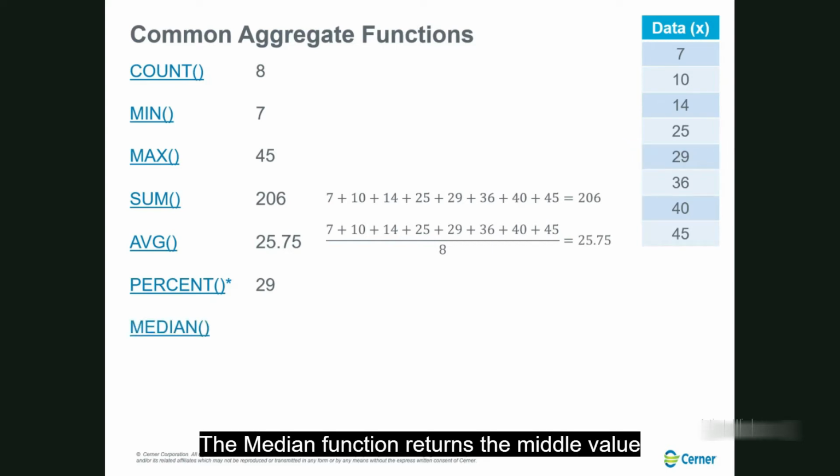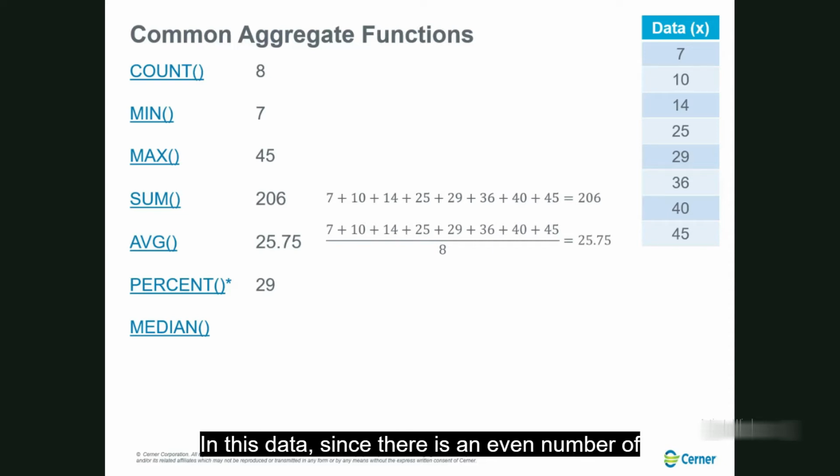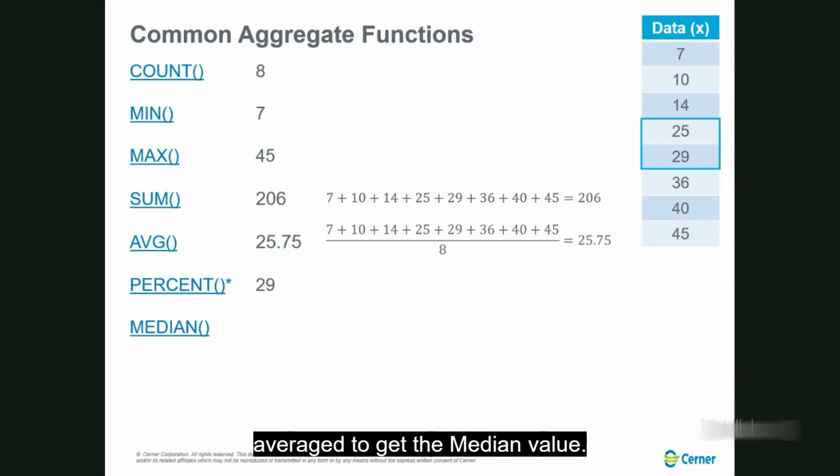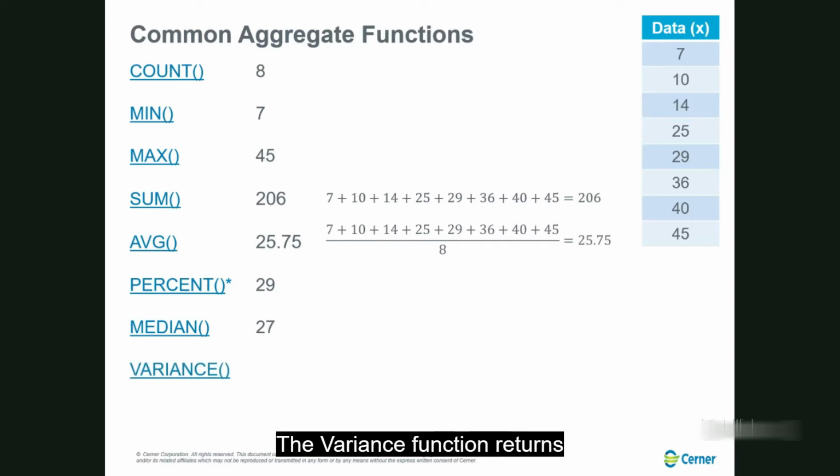The median function returns the middle value of the aggregate list. If there's an odd number of results, then it is the result in the middle. In this data, since there is an even number of values, the median falls between 2 values. When that happens, those 2 values are averaged to get the median value. 27 for this data.